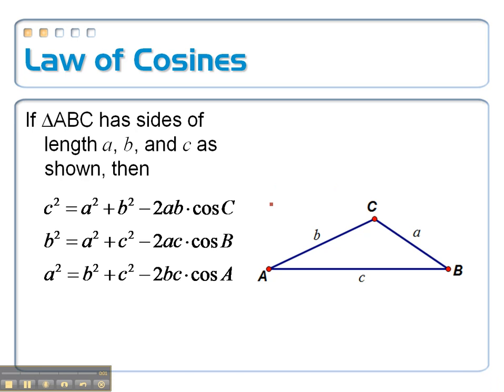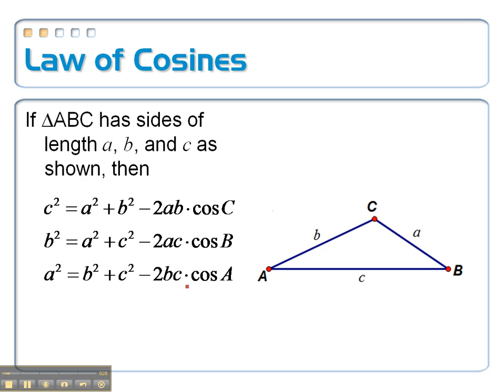For the law of cosines, we start with any old triangle with sides A, B, and C, where side A is across from angle A, side B is across from angle B, and side C is across from angle C. Then C squared is equal to A squared plus B squared, and we subtract out 2AB times the cosine of C. So I'm going to show you some patterns to help you remember this.